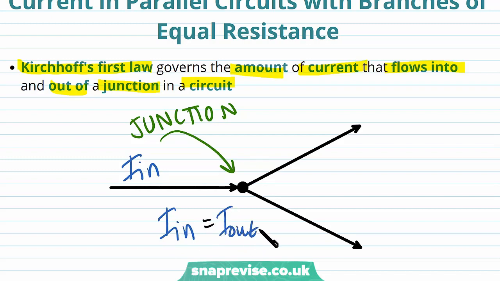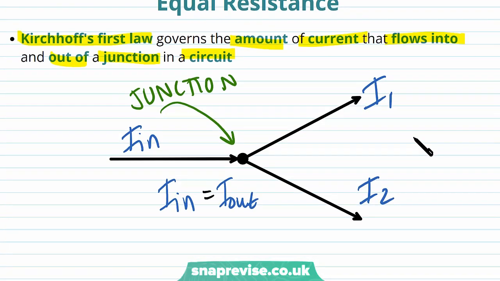So we can see that the current out of our junction is split into two branches. So we're going to call it I1 and I2. So I1 is down one branch, I2 is the current down the other branch, which means we can write the current in as the sum of the currents coming out of this junction. So as the sum of the currents in the two branches. So we can say I1 plus I2, because that's the total current coming out of the junction. We just add the two together.